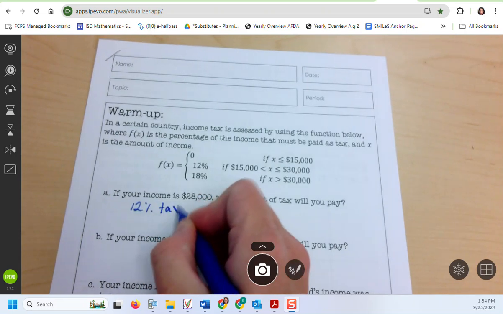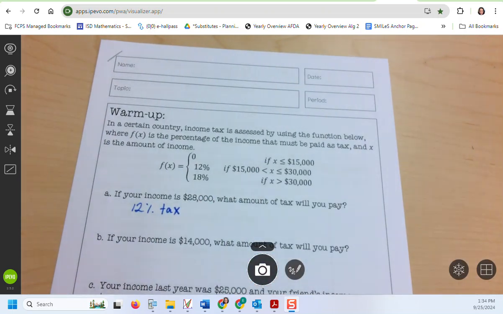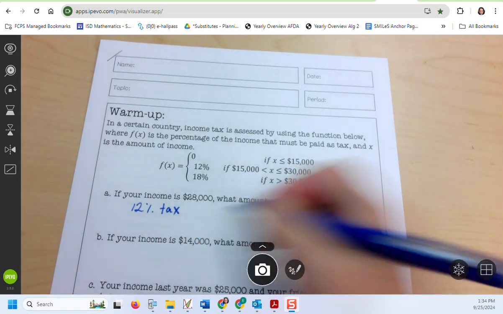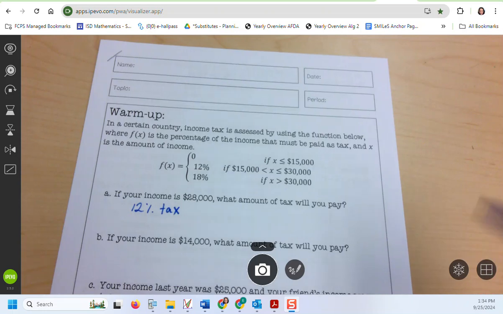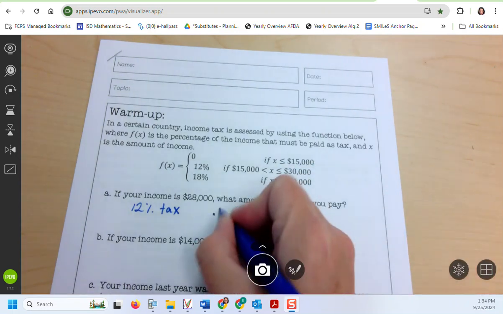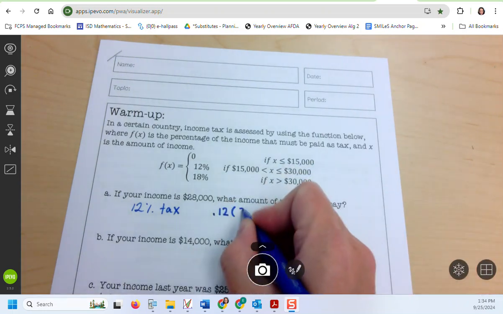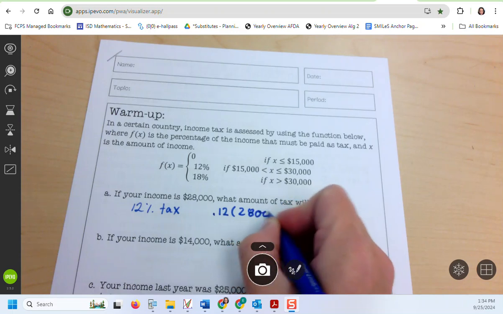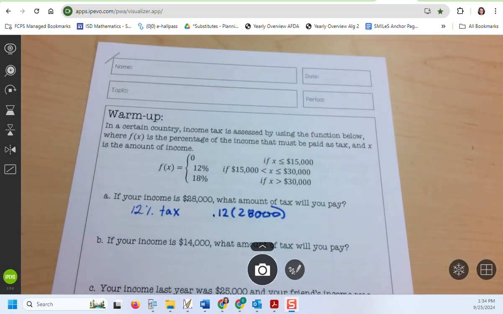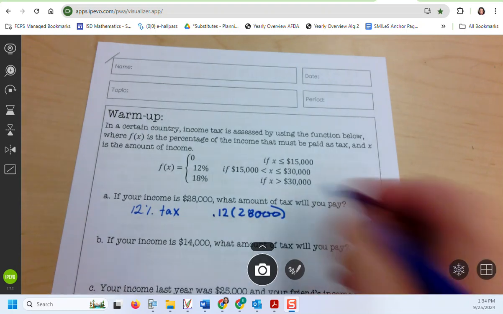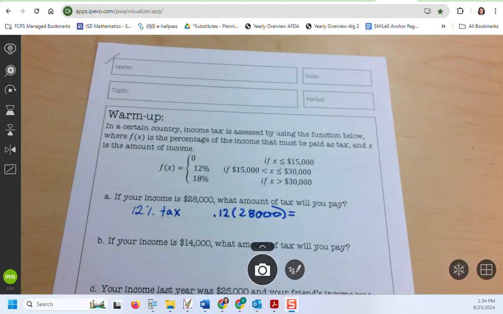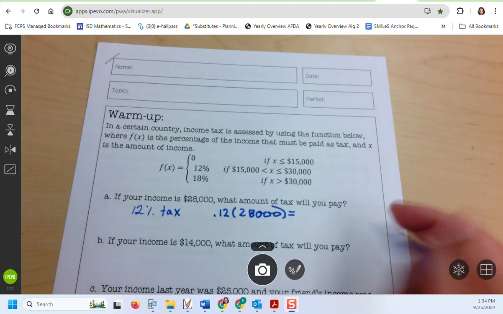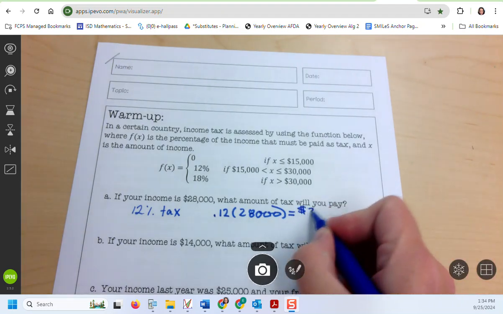But they also want to know how much tax you will pay. So we have to find 12% of what number? Excellent. So 12%, we're going to use what decimal, Brenda? Very good. Okay, so we're going to do 0.12 times 28,000. And did you guys get 3,560? Yeah? No? 360. Yeah, I couldn't read my 3. You're right. 3,360.